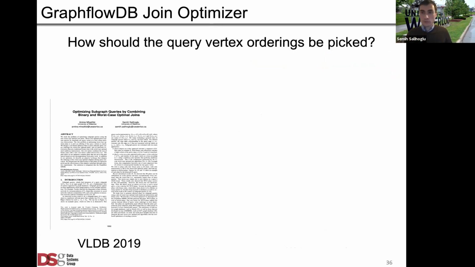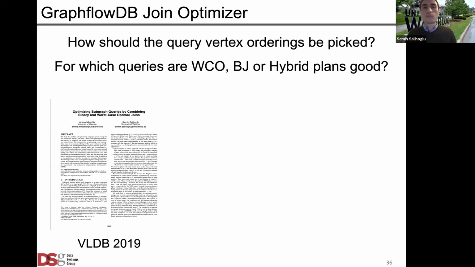So we wrote one of the first papers to actually take these ideas and integrate them into an actual database management system, into GraphflowDB, studying several questions like how should the query vertex orderings be picked. The theory is kind of oblivious to what the ordering should be, but in practice it matters a lot. For which queries should we use worst case optimal join algorithms, because we also have a lot of expertise in making binary joins very performant.